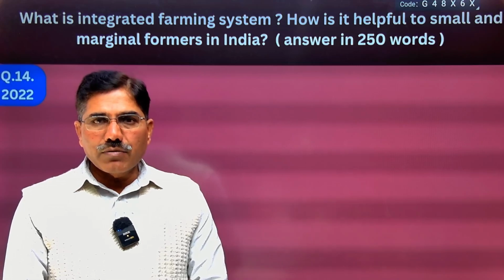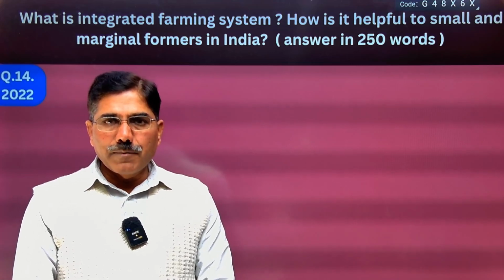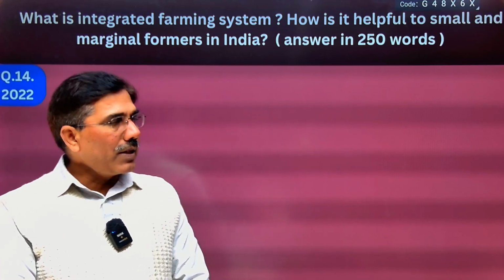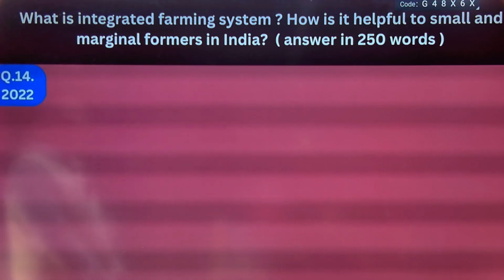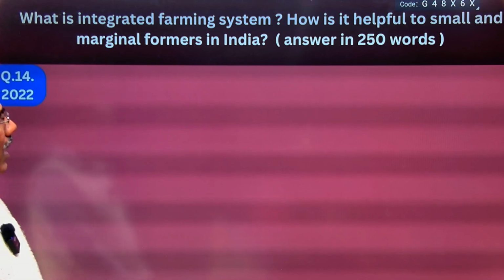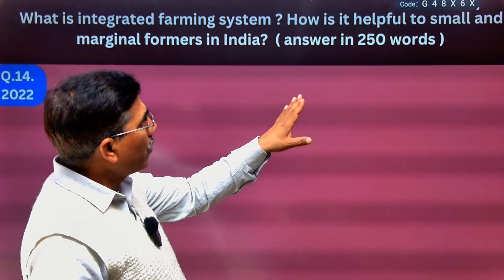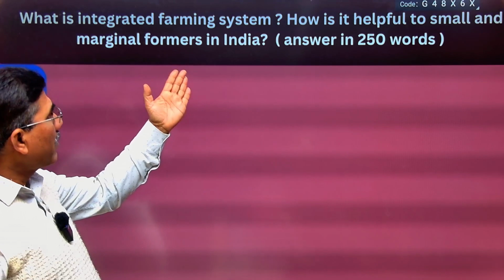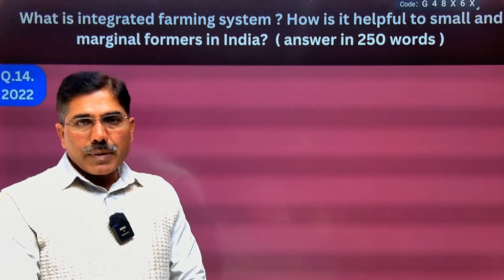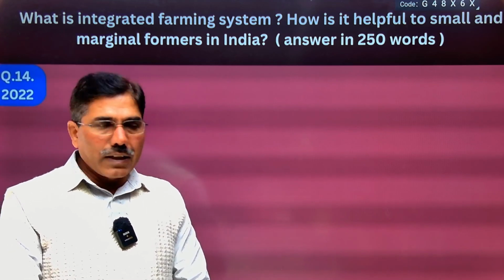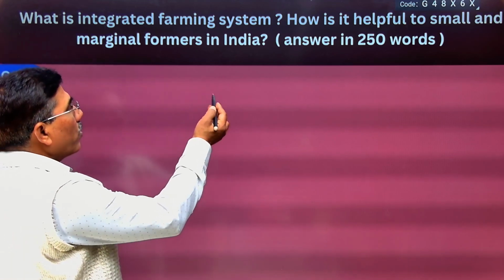UPSC Mains 2023 GS Economy, the last question which I discuss today is: what is an integrated farming system, and how is it helpful to small and marginal farmers in India? Answer in 250 words.